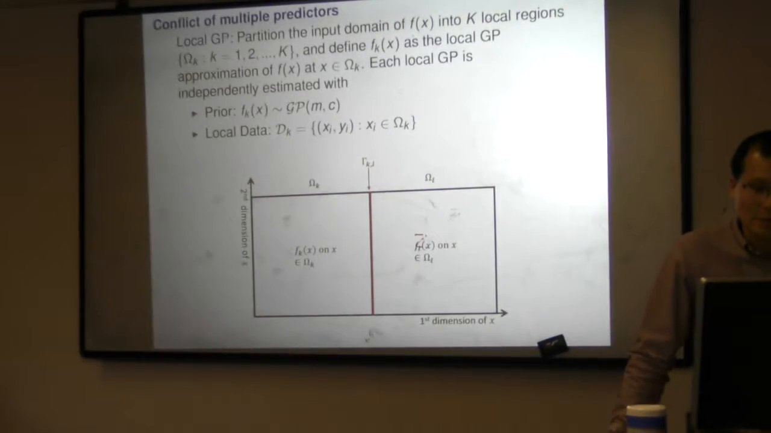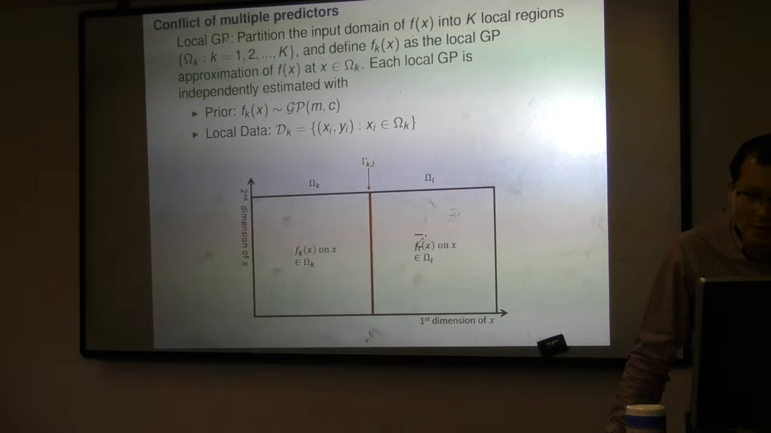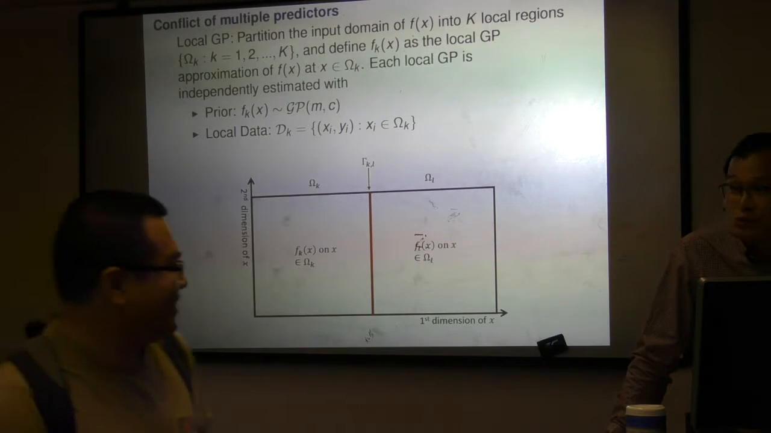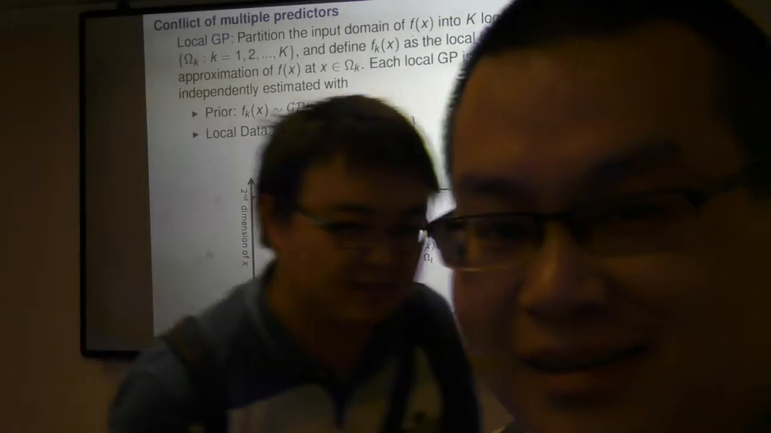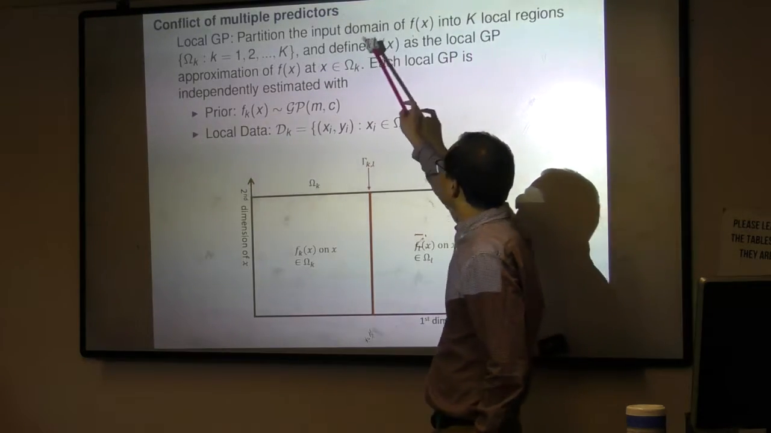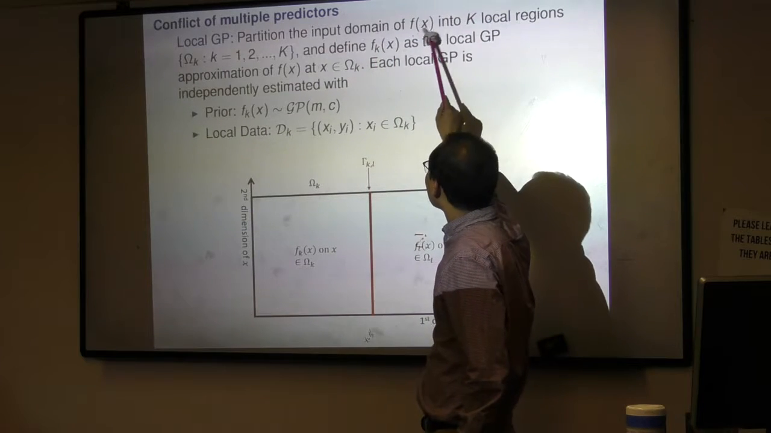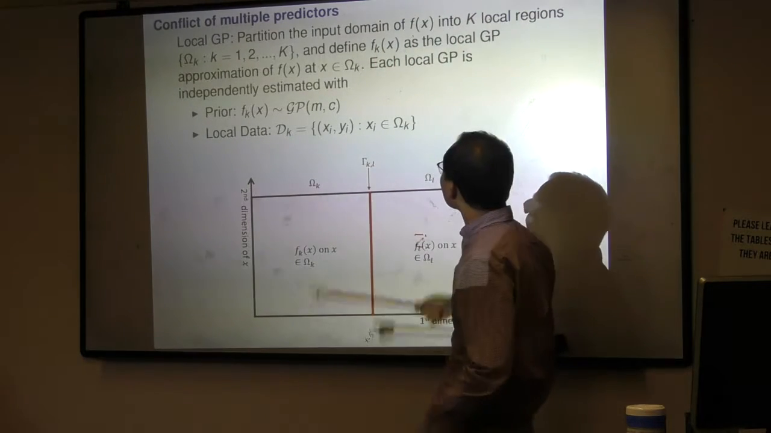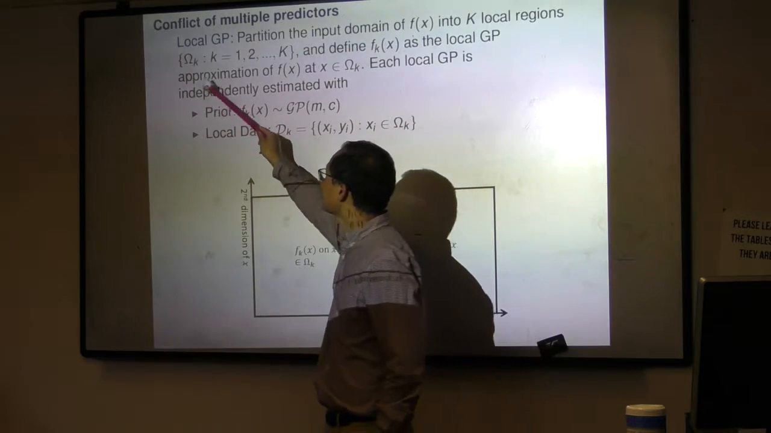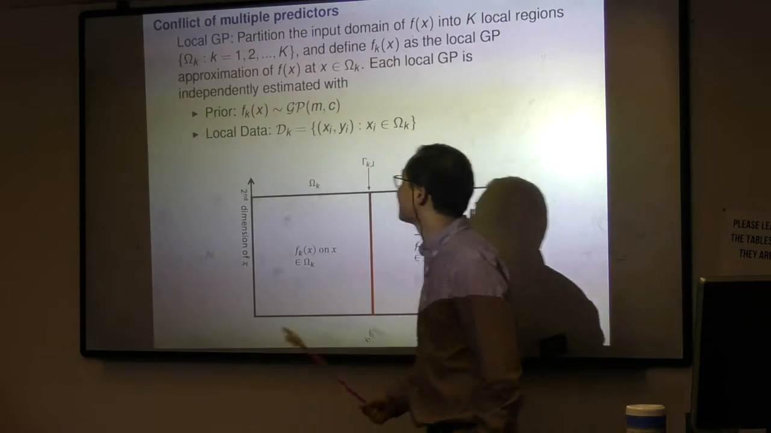So let me explain the issue, and after that I will explain how we address this issue. The conflict of the multiple prediction issue is that we have a partition of the data in the local GP. Suppose the input domain of the regression function is partitioned into k local pieces. Each piece of the input space is the so-called omega k.